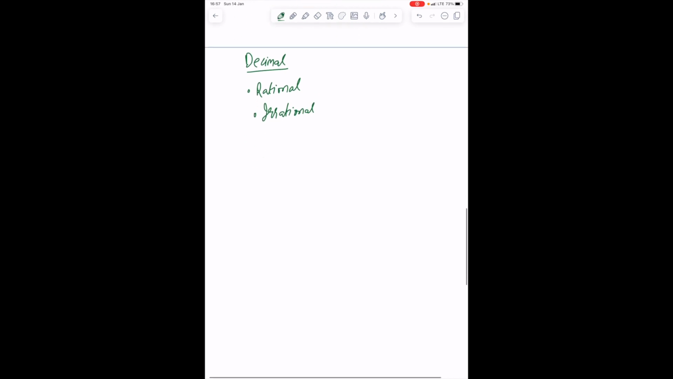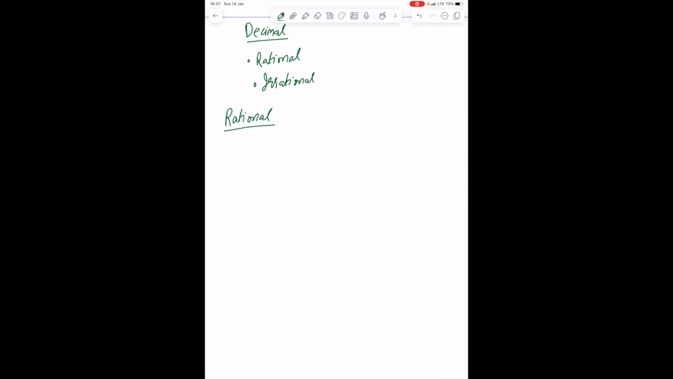When we talk first about rational numbers, they take the form of P by Q, where both P and Q are integers, with the condition that Q should not be equal to 0. Now this form which they have taken, the rational numbers, the decimal value that will arrive has two important characteristics. One, it is either terminating. So what do we mean by terminating? Let's understand with an example.